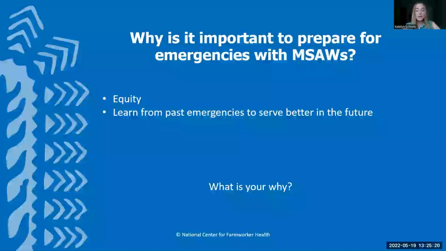Another reason might be we keep having all of these recurring emergencies, so why not learn from them so that we can serve our communities better in the future? Oh, Jennifer said farm workers provide the often invisible labor that we depend on for the food on our plates, and the families of farm workers are depending on them as well. Yeah, so that's so true. I mean, I think we all saw this during the pandemic. Although farm workers are often forgotten, we rely on farm workers to keep us alive as well during an emergency.